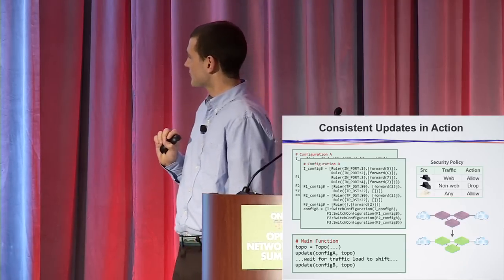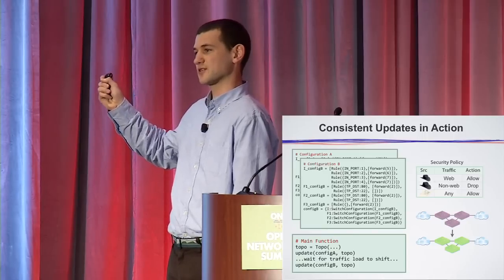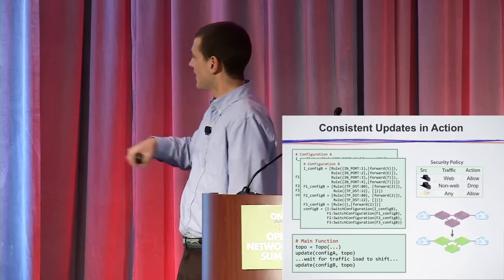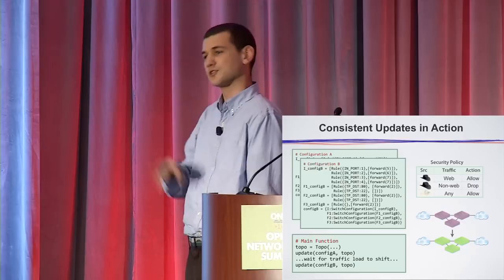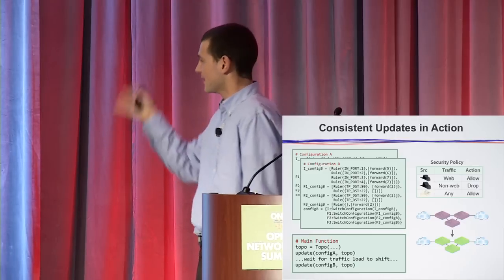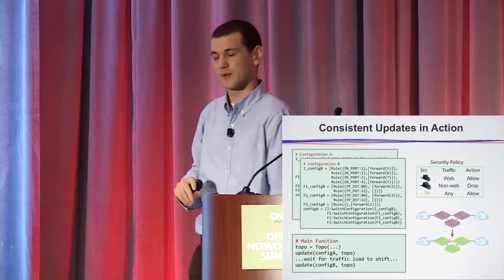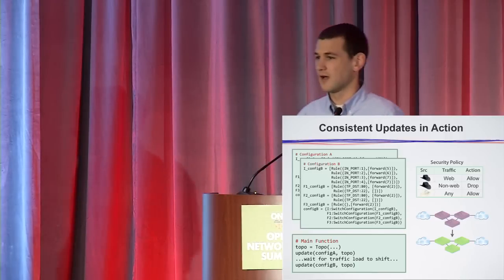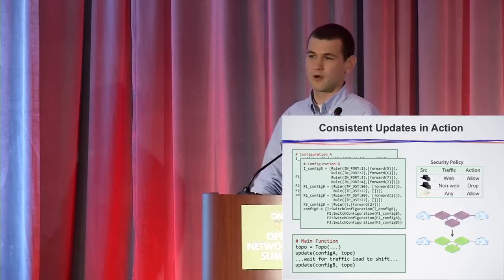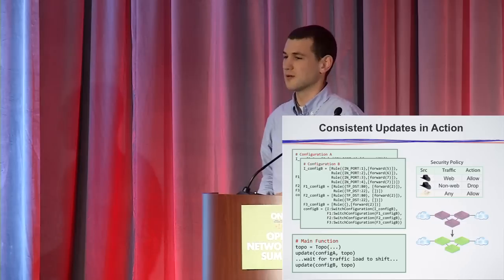Basically, all we do is we just say, initially, update the configuration of the network to configuration A. And then wait for the traffic load to shift, maybe by doing some monitoring. And then after a time, update to configuration B. And that's it. The programmer doesn't have to worry at all about which switches to contact, in which order, which rules to install, which rules to uninstall. It's all handled by this software abstraction.